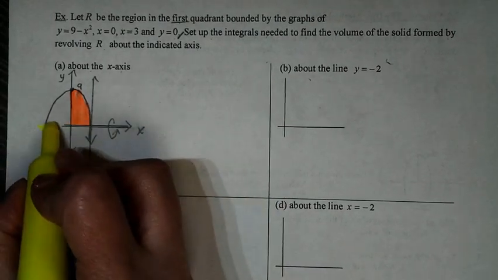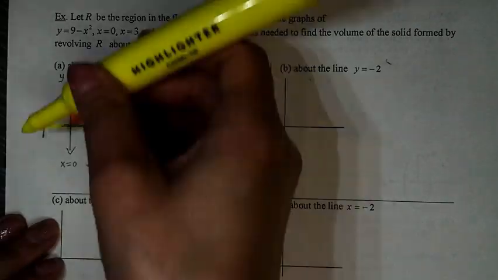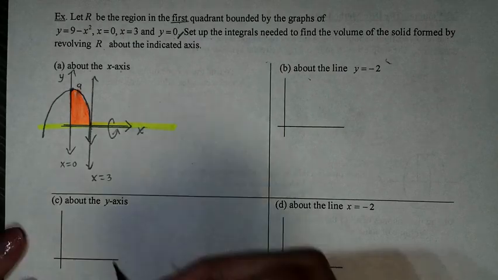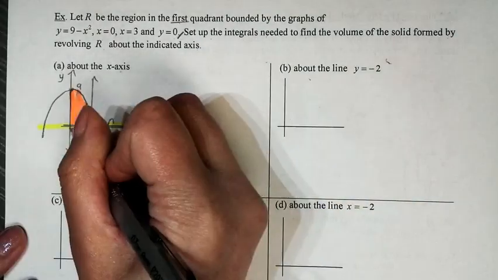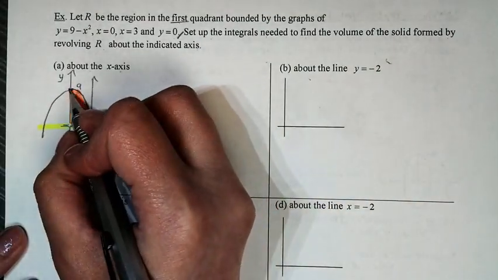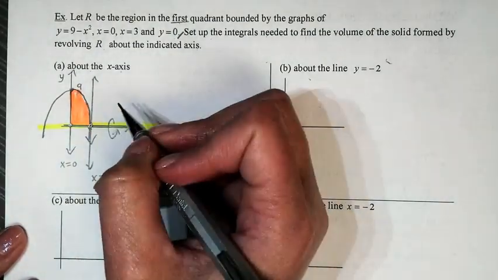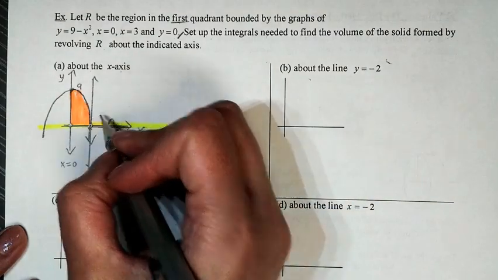Okay, so this is your axis of revolution. Okay, so what do you have? The first thing that you need to do is identify the points. This is the point (0, 0), obviously. This is going to be the point (0, 9), and over here you have the point (3, 0). Okay, so you have those intersection points.